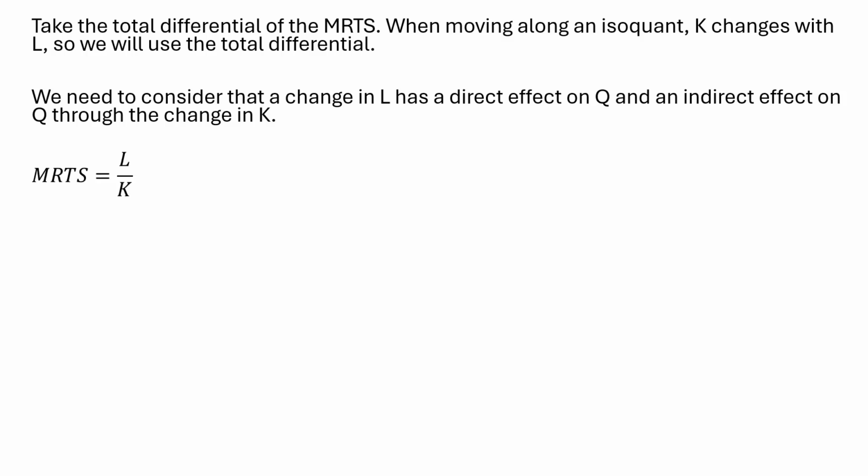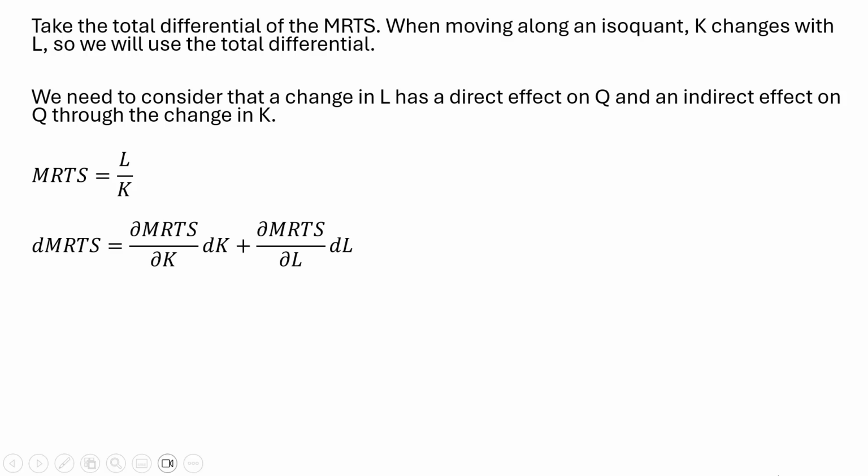So here's our marginal rate of technical substitution. And now take the total differential. And we're going to need a couple partial derivatives here. Going to need the partial derivative of the marginal rate of technical substitution with respect to capital. Plug that result in right here. We're going to get the partial derivative of it with respect to labor. Plug that result in right here. Doing that, we get the following.